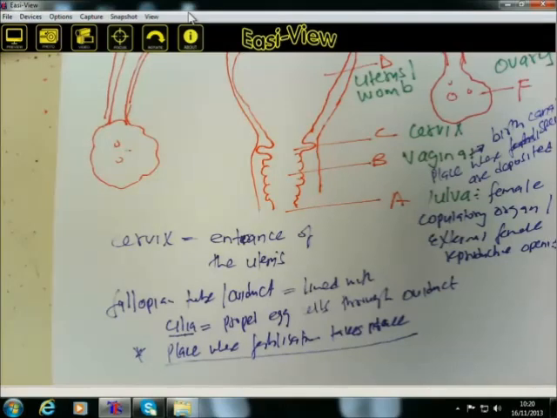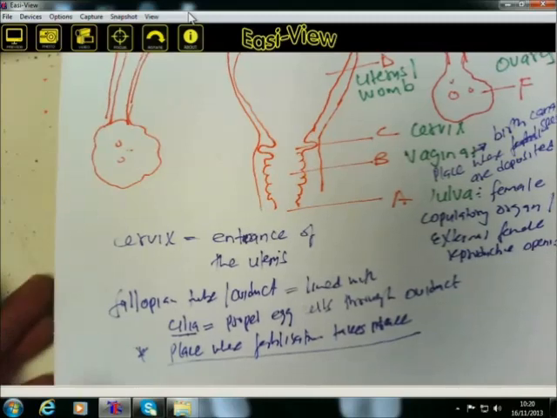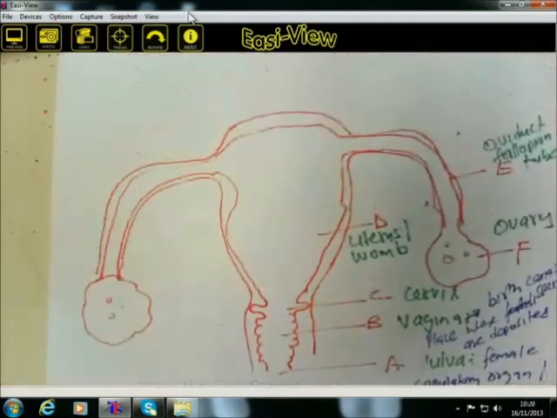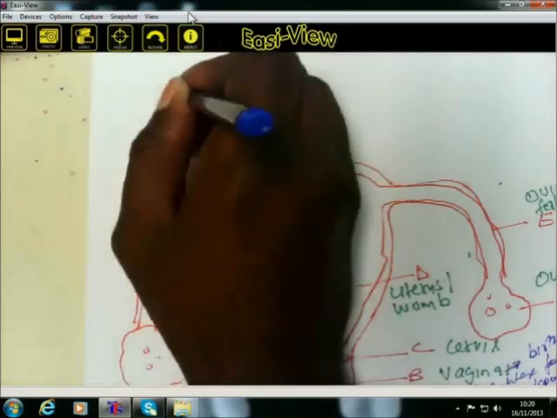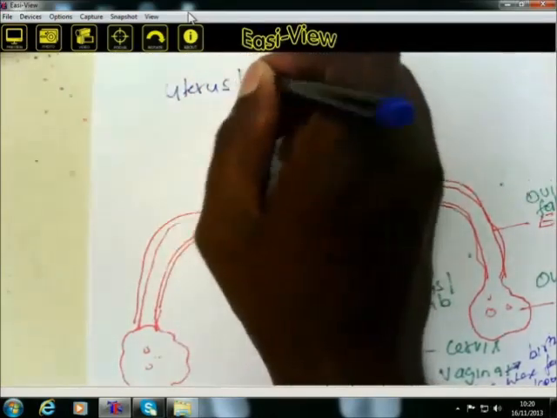Then we go to the fallopian tubes, the tubes that connect the ovary to the uterus. And these tubes have cilia that propel the egg cell through the oviduct. So in other words, it's a place where fertilization takes place. Now I want us to look at this main important part here, the uterus or the womb. I want maximum attention on this one.